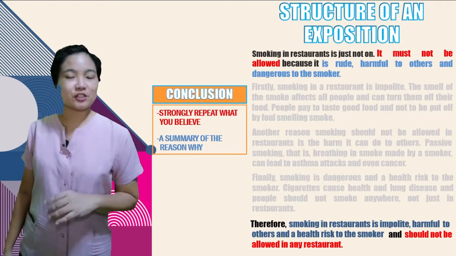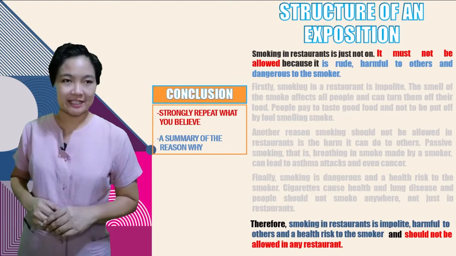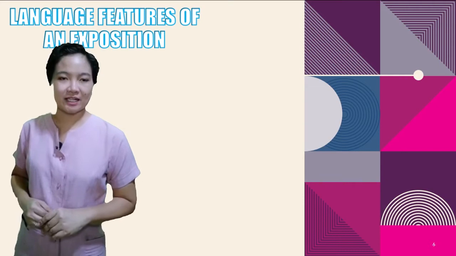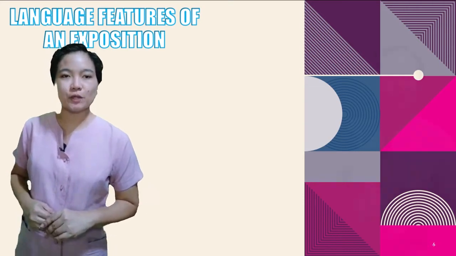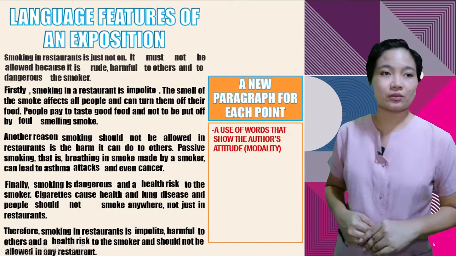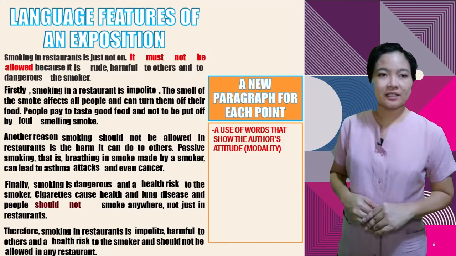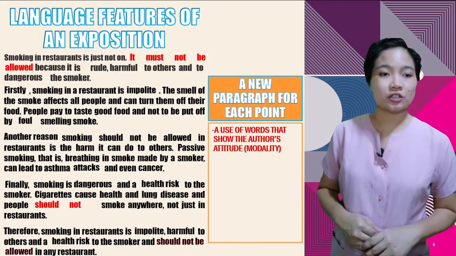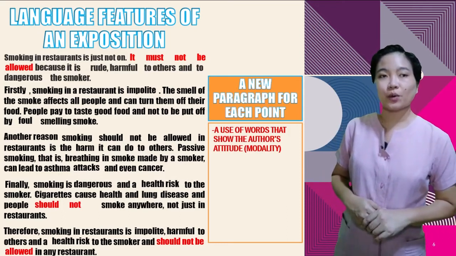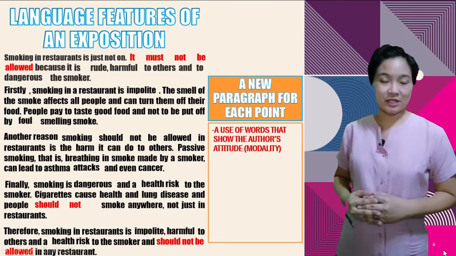After learning about the structure of an exposition, let us now proceed with the language features of an exposition. Using the same essay, let us take them one at a time. The first one is the use of words that show the author's attitude, or modality. The example words and phrases are it must not be allowed, should not be allowed. These words mean that the author is against or in opposition of smoking in restaurants.